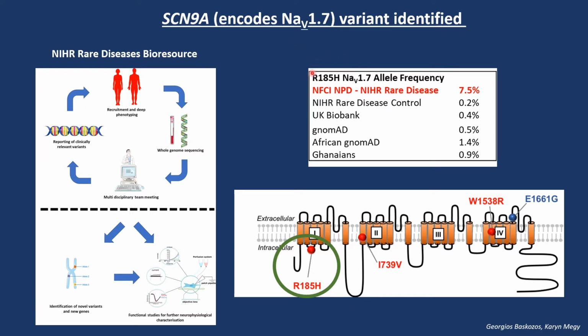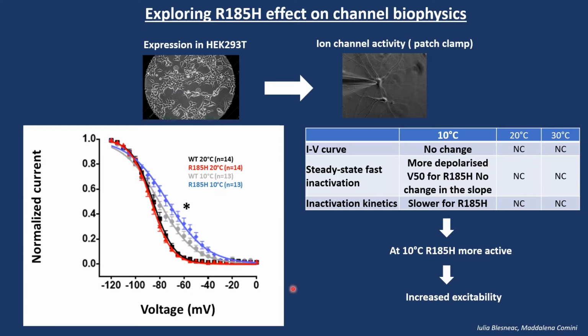The allele frequency of the R185H variant is significantly increased when compared to control populations. The variant location within the schematic representation of the sodium channel is shown here. This is an important part of the channel, and previous studies have linked this variant to small fiber neuropathy and increased neuronal hyperexcitability. However, this variant had not been studied in the context of cooling, so it was expressed in HEK cells, and we studied the ion channel activity using patch clamping.